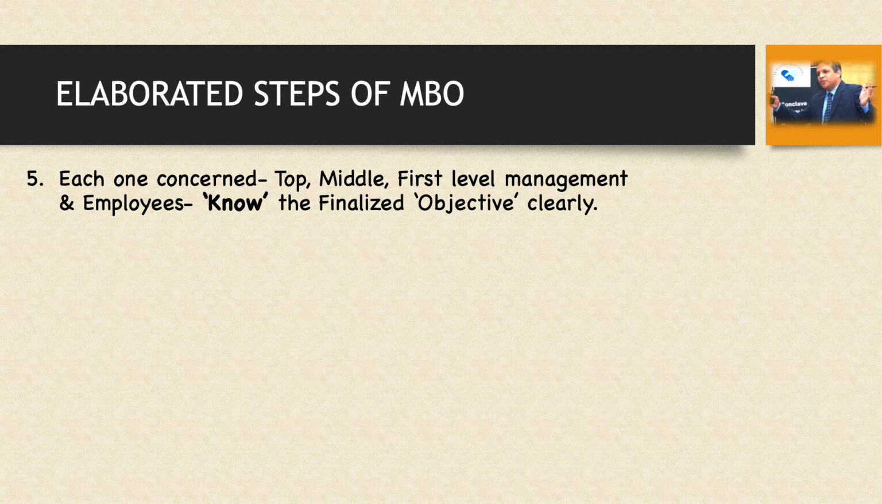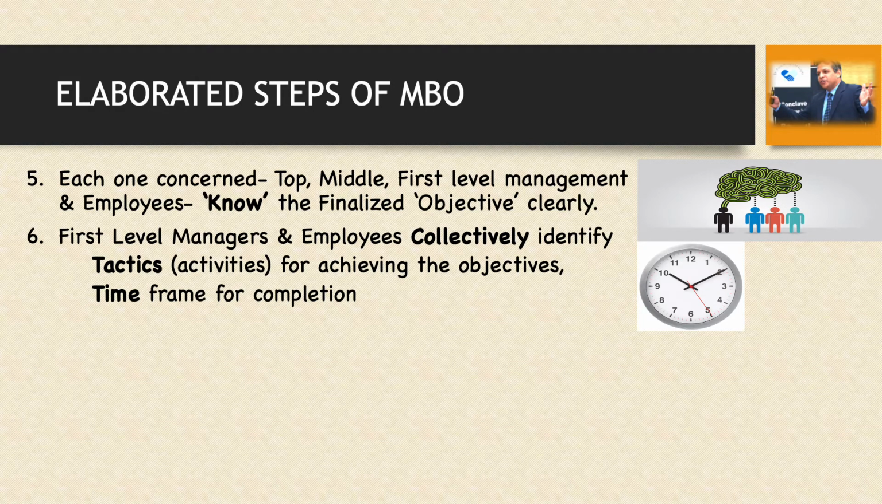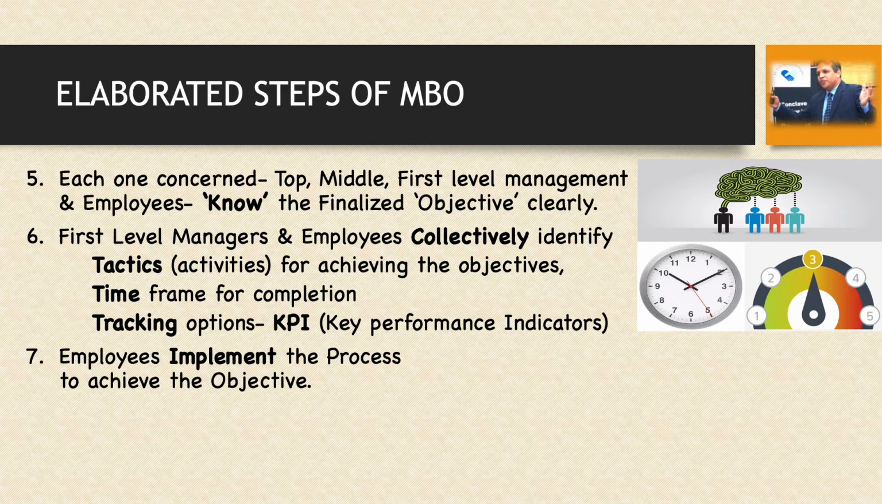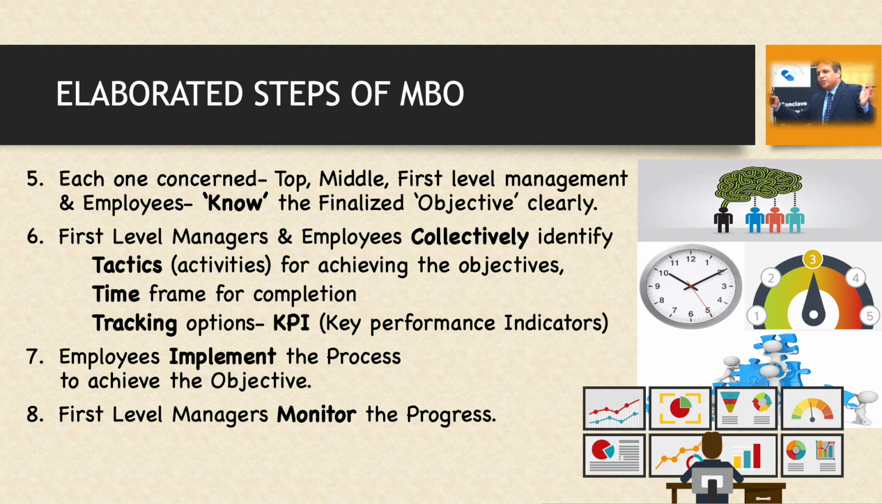Next, each one concerned, the top, middle, first level management and employees, know the finalized objectives very clearly. The first level managers and employees collectively identify the 3 T's: the tactics or the activities for achieving these objectives, the time frame for completion of these activities, and the tracking options, which we call the KPIs or the key performance indicators. Next, the employees implement the process to achieve the objective, and the first level managers monitor the progress.